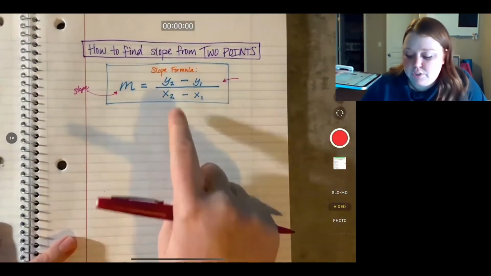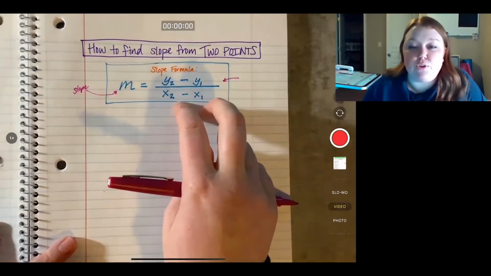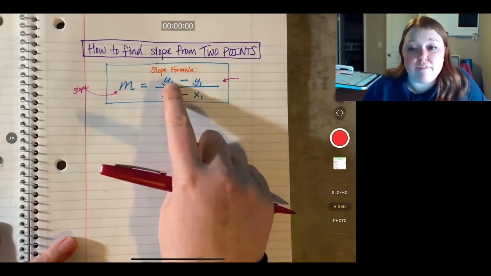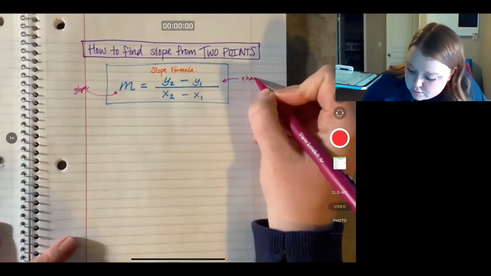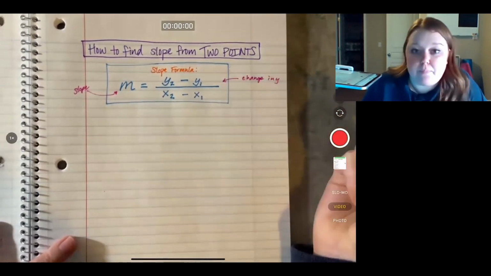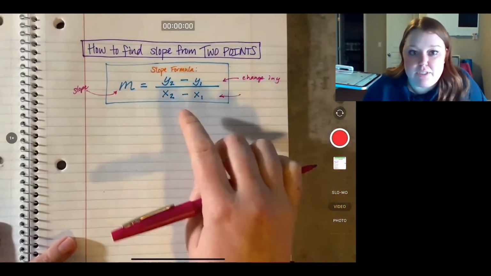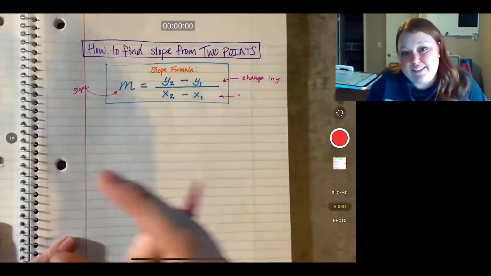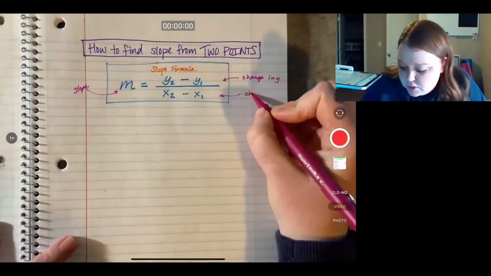On this side, if those 2's and 1's were gone, it would look like y minus y. You know what that is? That's just the change in y. You're taking your second y value and subtracting your first y value. Really, that's just the change in y. So I'm going to write change in y. And then at the bottom, x sub 2 minus x sub 1. Really what that means is you take your second x value and subtract the first x value. When you take the difference of two things, you're finding its change. So that's just the change in x.